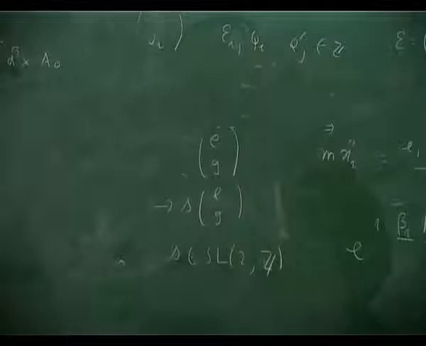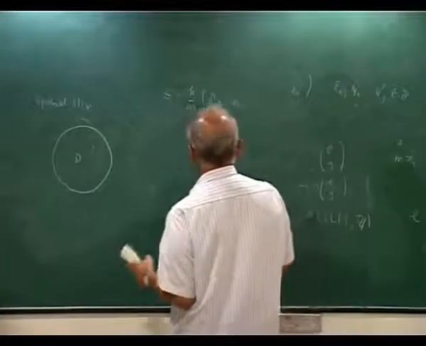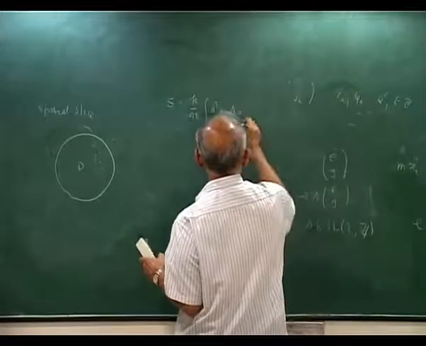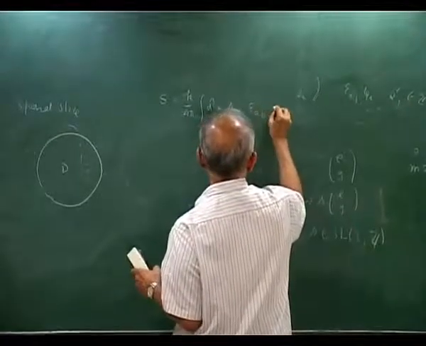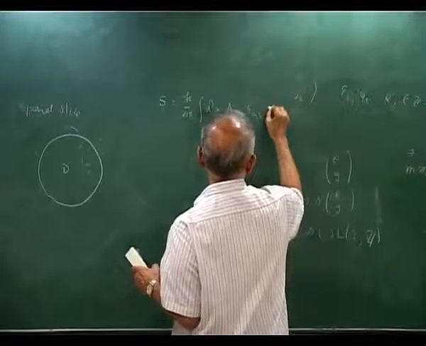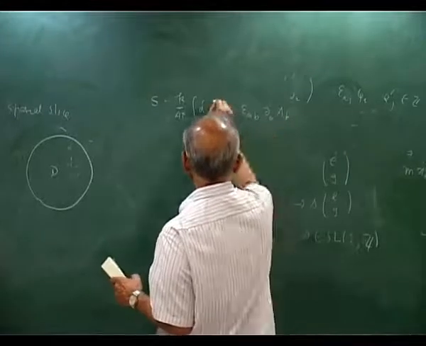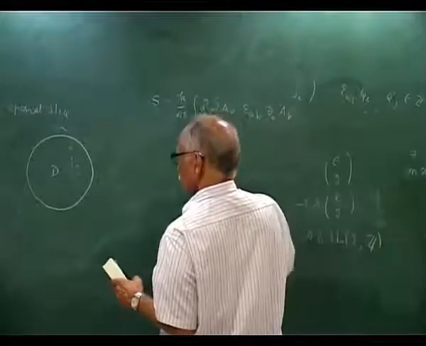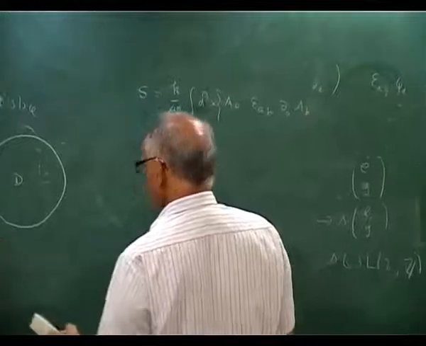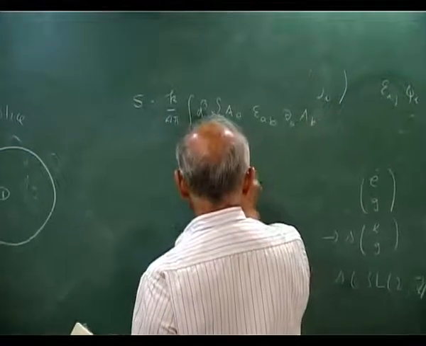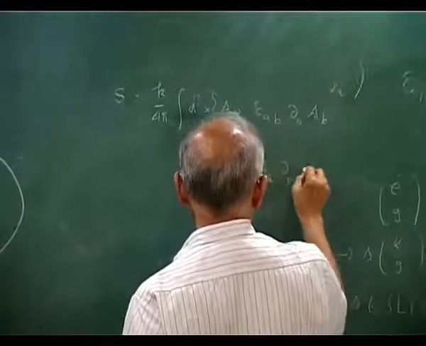So here, if you look at this expression, there are two things. One is you get epsilon AB, d A_A B, plus another term, which comes from d_0. So let me write epsilon AB, A_A d_0 A_B.